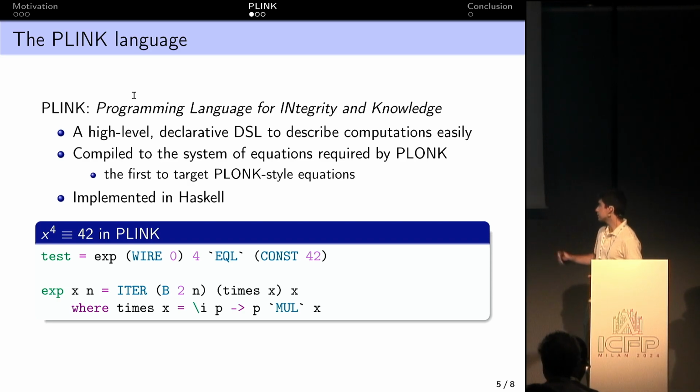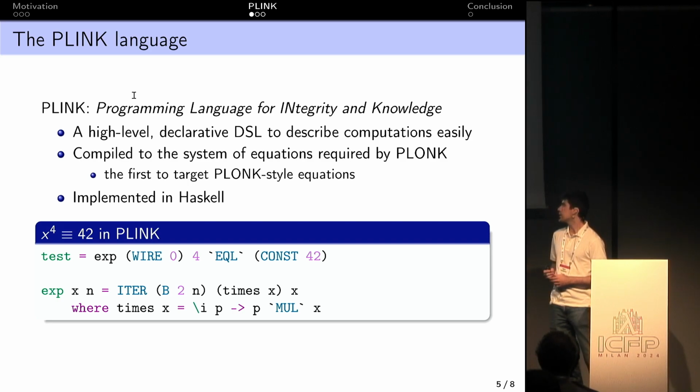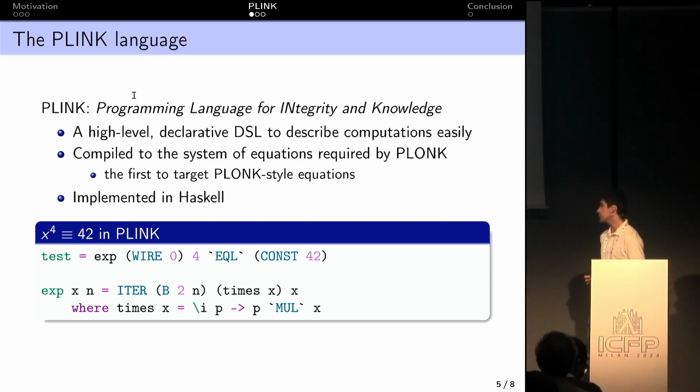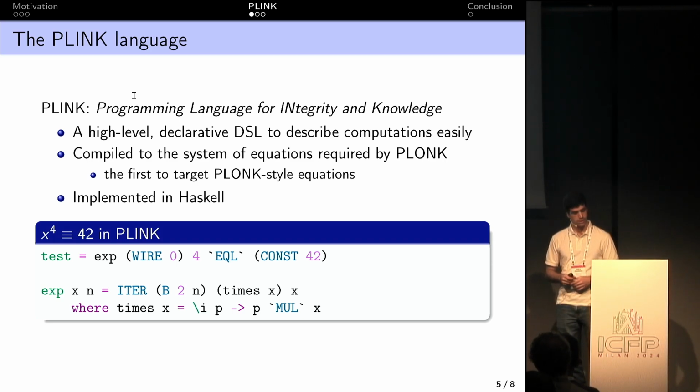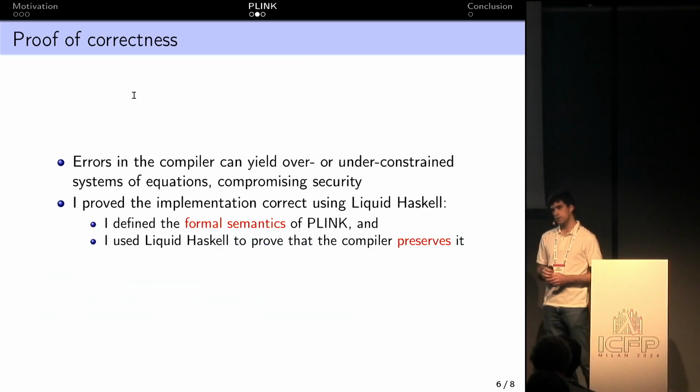Now, if we look back to this box in the bottom, we can see an example of a program in Blink describing this same function as before. And you may notice that this syntax is very similar to Haskell syntax, and this is not a coincidence. This is because this language has been implemented as an embedded DSL in Haskell, which is, of course, very convenient for a lot of reasons, but mainly it means for us that we can use Liquid Haskell to prove properties about our implementation.